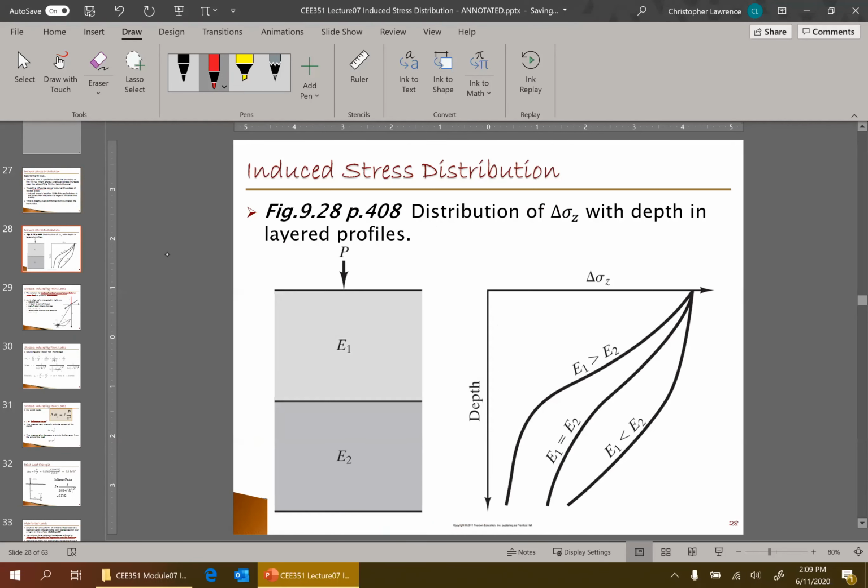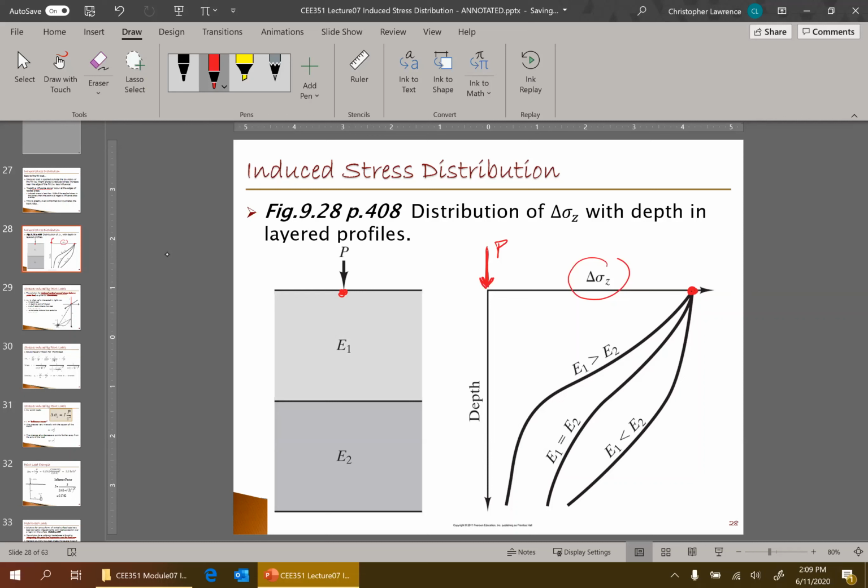Here is my induced stress at depth below the point load. If the point load was applied right here, what I see on the right is not physical distance, it's not lateral distance from the point load, it's a plot of stress. So how much stress is there directly below the point load? What would be the stress right there? Well, that's this much. 100% of the point load is felt right below the point load. But as you go down with depth, the stress is dissipated.